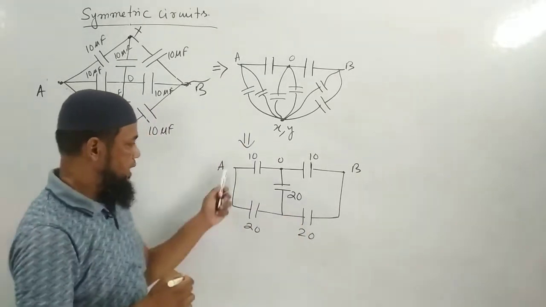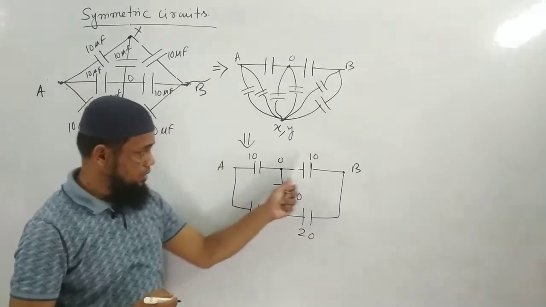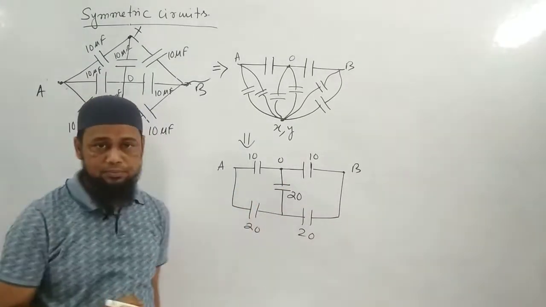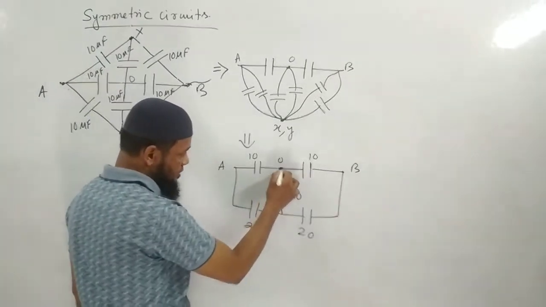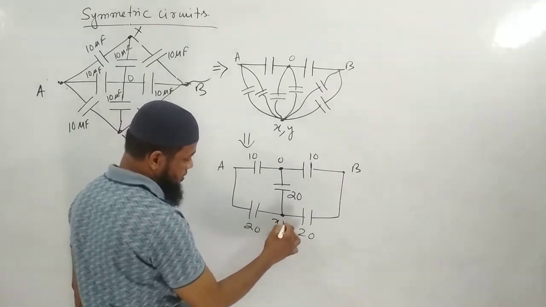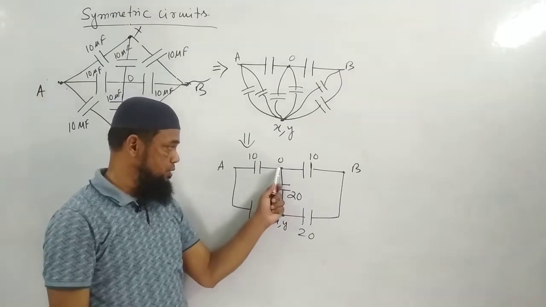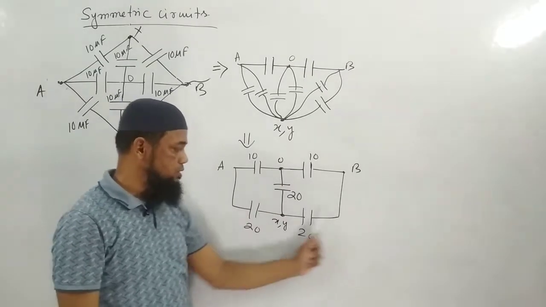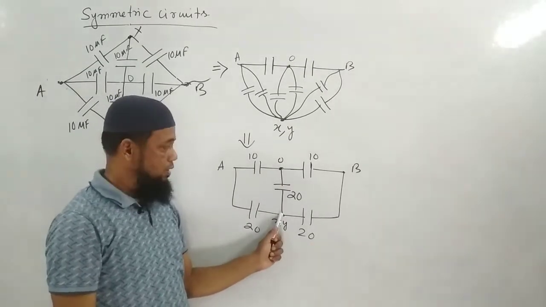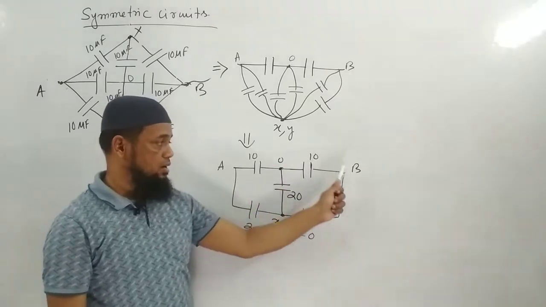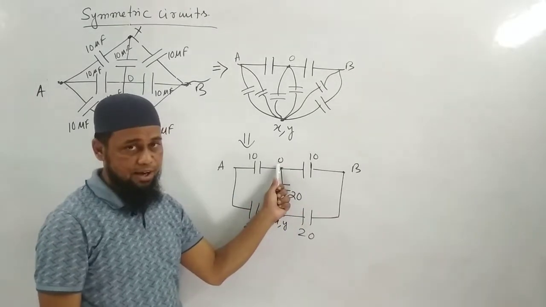Okay. So between A and B, we have found 10, 10, 20, 20. Again, these two points, this point and this point, will be having same potential, because this way this is going to be the middle point, and this way this is going to be the middle point. So if the potential here is 10, here is 0, here potential will become 5.